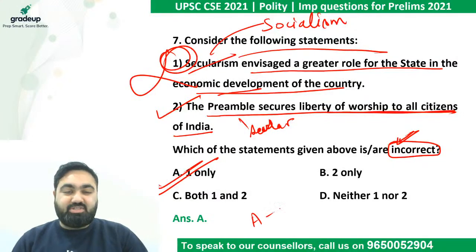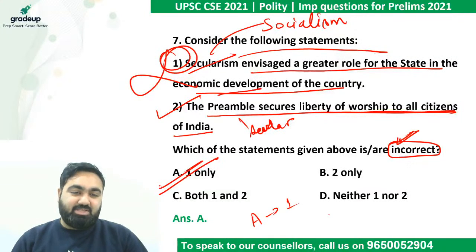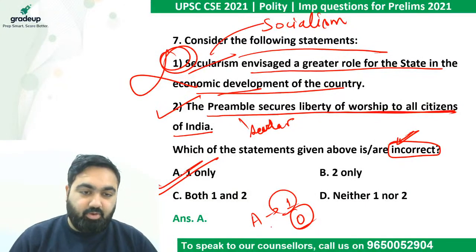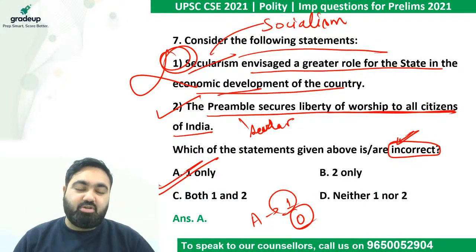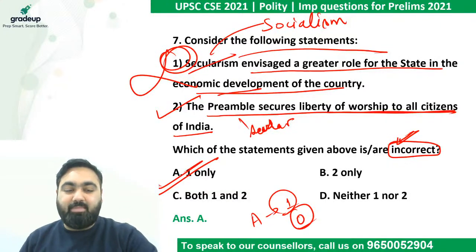Those of you who said A, brilliant job. Give yourself +1. Otherwise, give yourself 0. Okay? I hope most of you got this right. Moving on to question number 8.